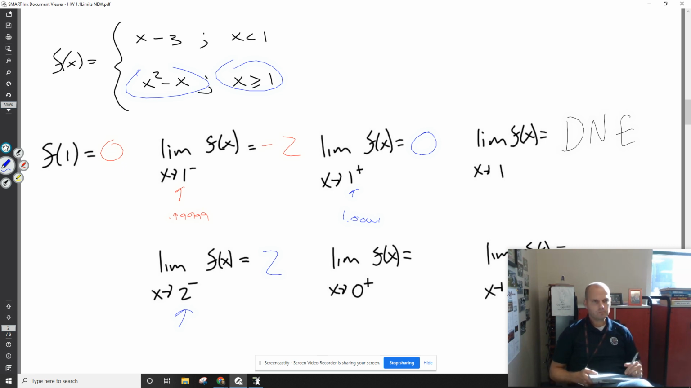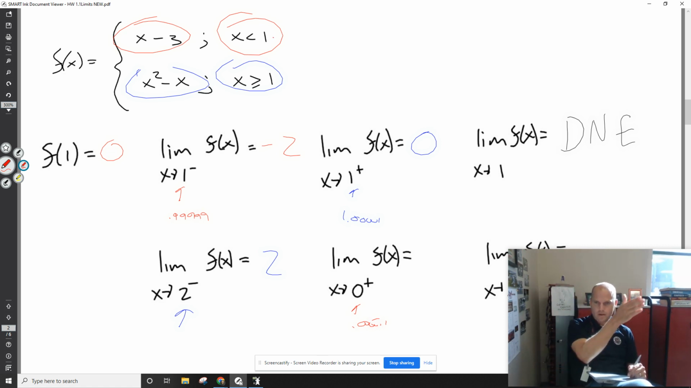Got that? Now let's look at 0 from the right. It's at 0.0000 repeated 1. At 0, we don't use this piece. We use this piece when x's are less than 1. So I would plug in essentially infinite zeros followed by a 1 into this. You will get a y coordinate that's approaching what you get if you plug in 0 into this and subtract 3. 0 minus 3 is negative 3.